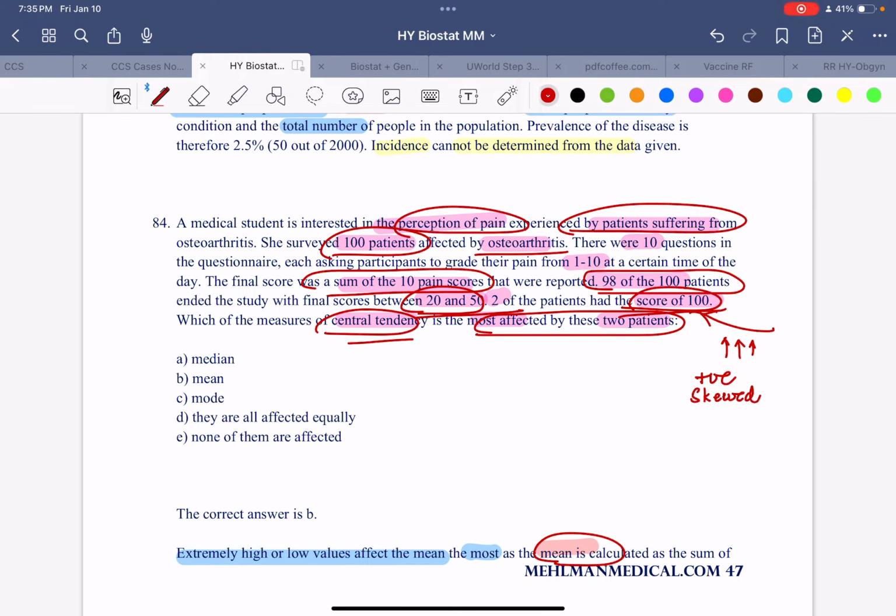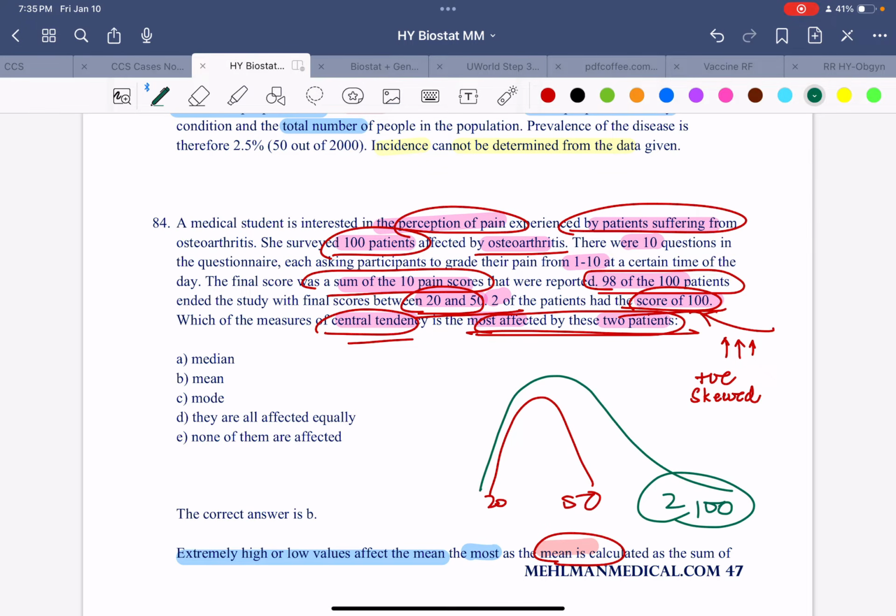What is the measure of central tendency that is affected by the two patients? So the general trend was between 20 and 50, but they are saying that one or two outliers are getting a score of 100. Because of this, the data will be positively skewed in the direction of the greater value. Therefore, the measure of central tendency most affected would be the mean, and the mean would be the highest. So the correct answer is B.